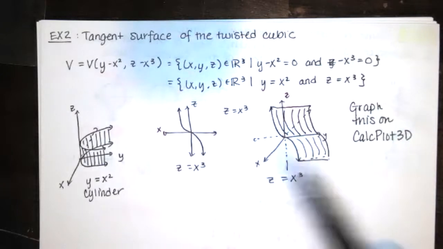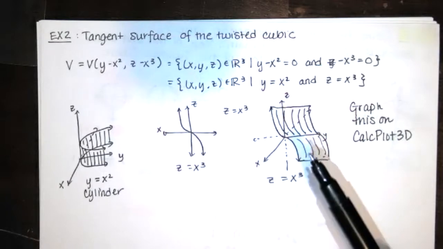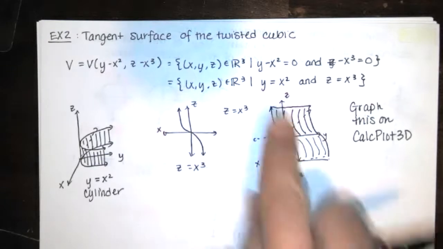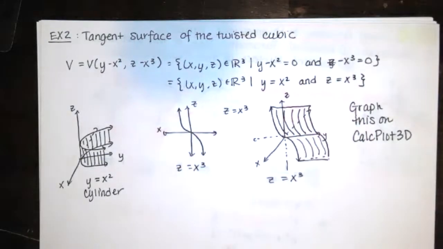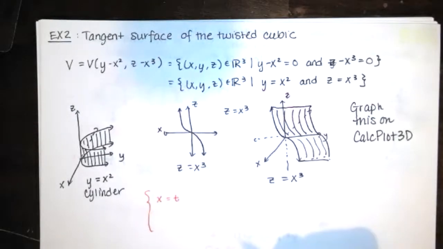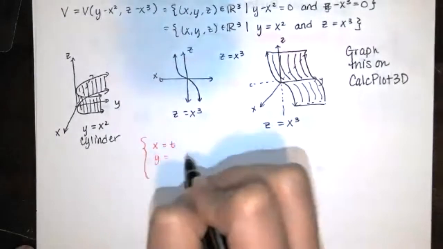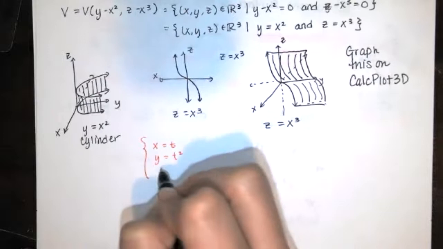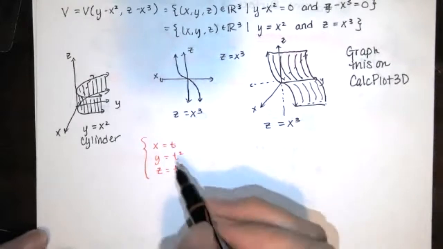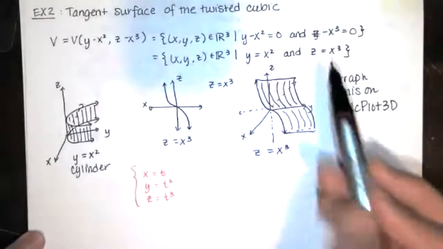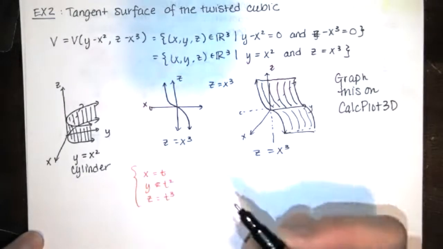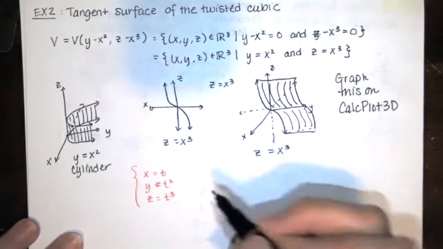Now, a curve is one-dimensional in the sense that it can be described by parametric equations involving one variable only. Since we already have y in terms of x and z in terms of x, we can just let x equal t. That would be our parameter. And then as long as y is equal to x squared, which would be t squared in this case, and z is equal to x cubed, which would be t cubed in that case, we're going to get parametric equations that satisfy this and this at the same time. And as t takes on a range of values, we're going to trace out that twisted cubic in three-dimensional space.